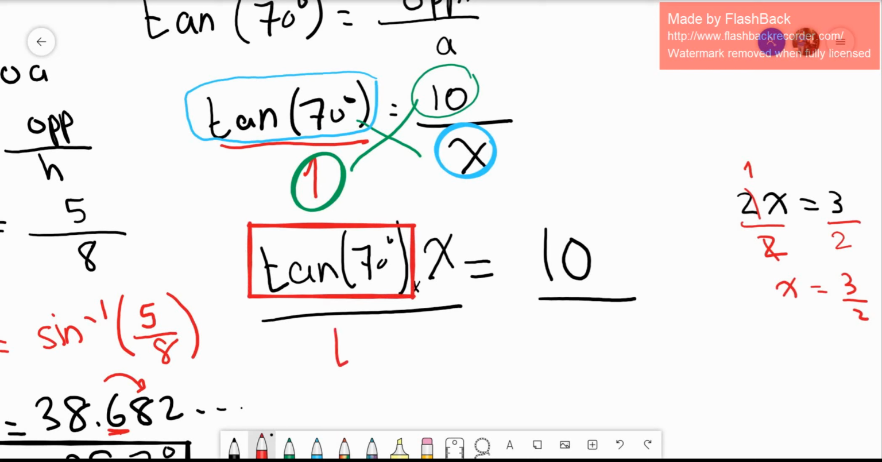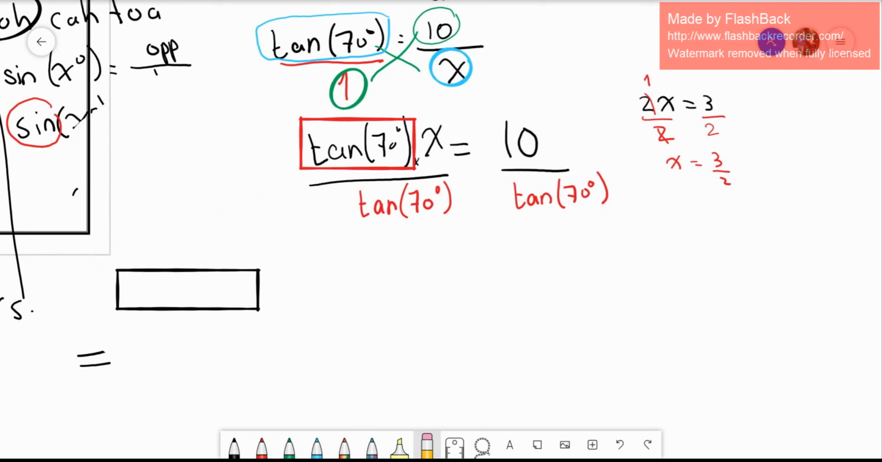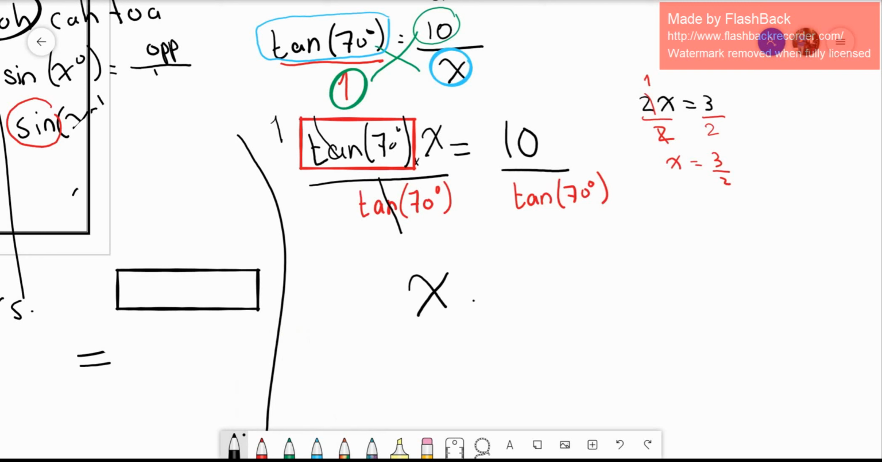Now we'll do it on the calculator. So I'm going to divide by tangent of 70 degrees on both sides. Remember, they're jealous. So now when you divide these two together, just let me erase this, I'm sorry. Any number divided by itself gives me 1. Like 2 divided by 2 is 1. So tangent of 70 divided by tangent of 70 is 1. What's 1 times x? X. So x is equal to 10 divided by tangent of 70 degrees.